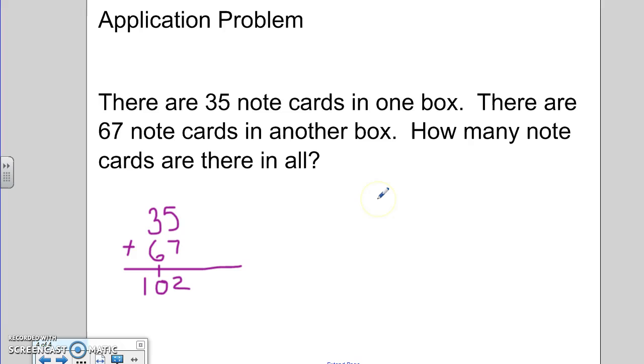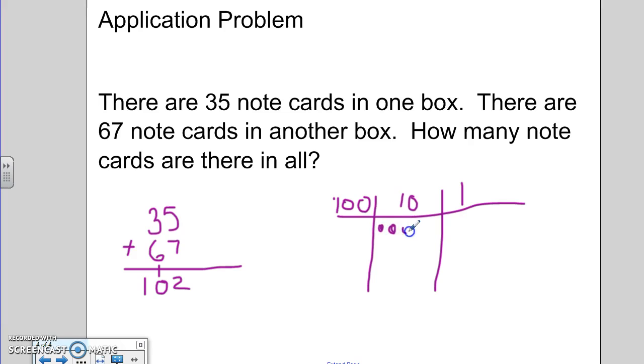If you chose to do the chip model, you should have drawn your place value mat, labeled it ones, tens, 100s. Start off by showing 35. 10, 20, 30. Notice I'm attending to precision and I'm not squishing my dots all together. 31, 32, 33, 34, 35.